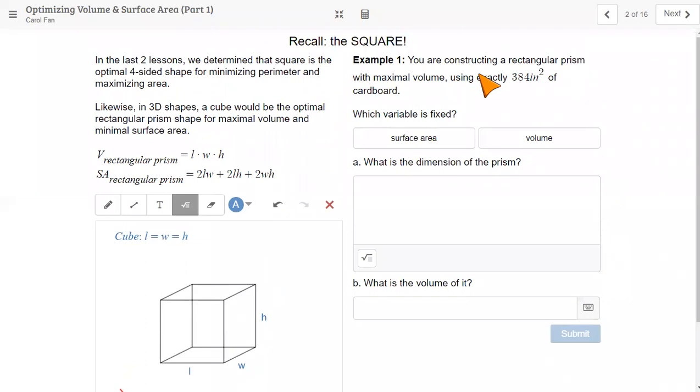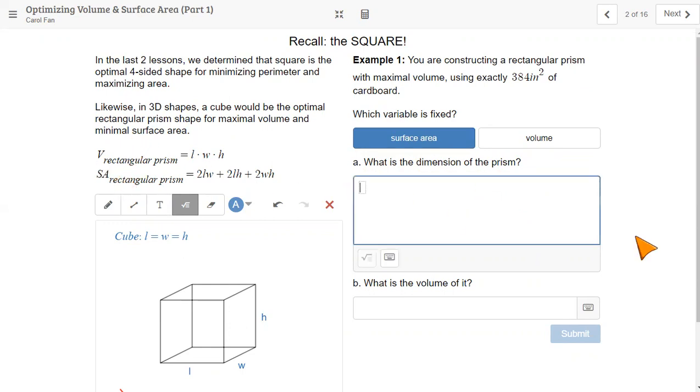So let's use example 1 here. You're constructing a rectangular prism with maximal volume using exactly 384 inches squared of cardboard. Which variable is fixed? Now you see that this is inches squared. And when we have a unit that is inches squared, we know that it is an area because this is in 2-dimension. It's not volume because volume would be cubed. So I know that surface area is fixed. So what's the dimension of the prism?